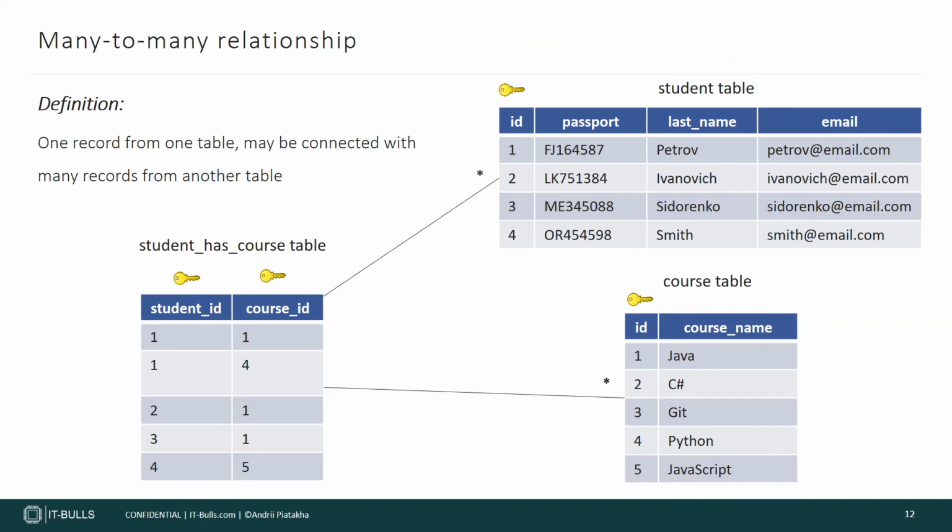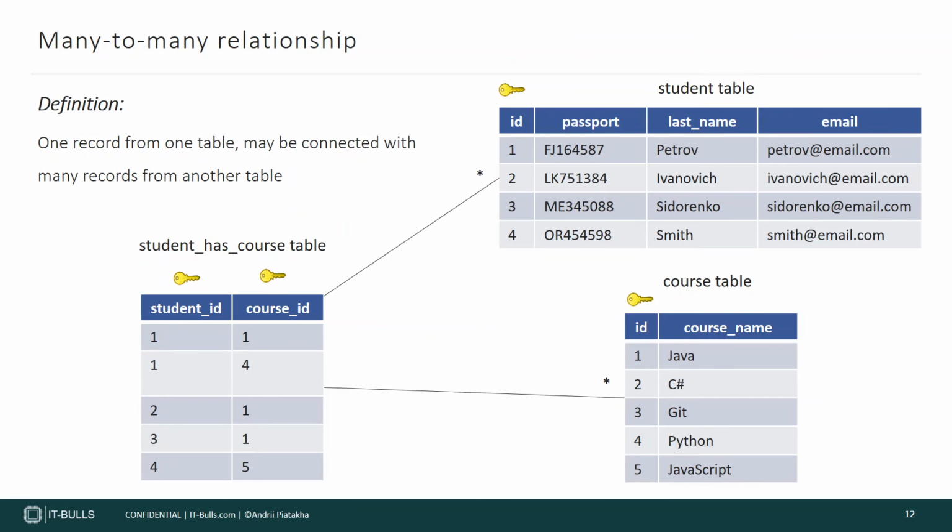This kind of relationship defines the situation when one record from one table may be connected with many records from another table, and one record from another table may be connected with many records from the first table. I can say that many-to-many relationship is also humans' naming. Technically, this is just two one-to-many relationships, implemented in two directions. Does it make sense? Let's try to understand how to implement this.